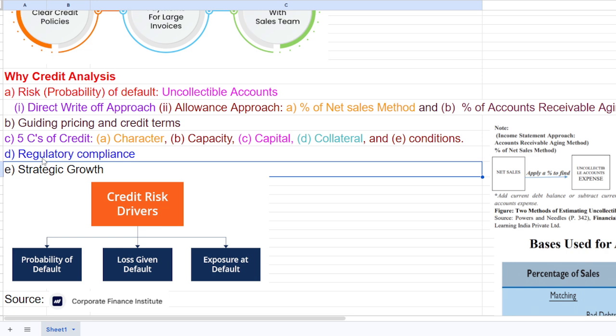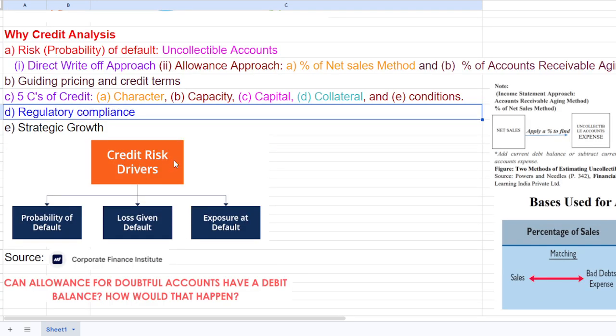Similarly, while doing credit analysis, we also have to consider regulatory compliance. For example, in banking, look at the compliance requirements of the central bank. In banking terms it is a non-performing loan, while in credit sales, from the business perspective, it is a bad debt or uncollectible account. The last one is strategic growth, and accordingly we can understand how to grow our business.